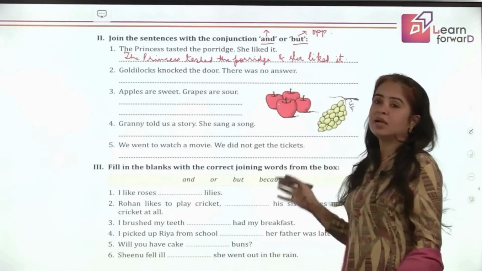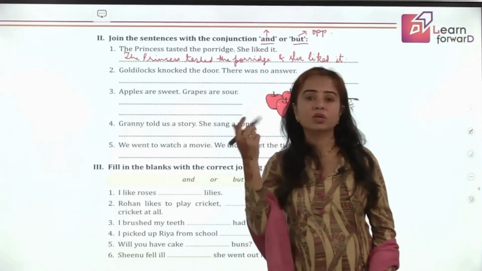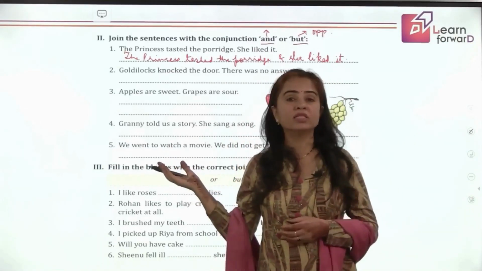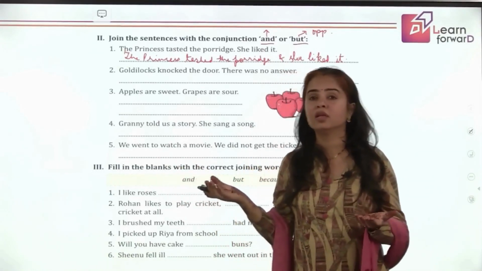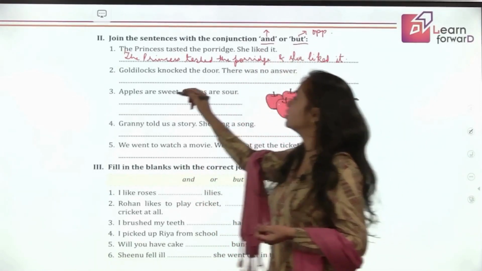Goldilocks knocked the door. There was no answer. What do you expect when somebody knocks? There should be an answer. But here what is happening? Opposite is happening. So what will you use? But.